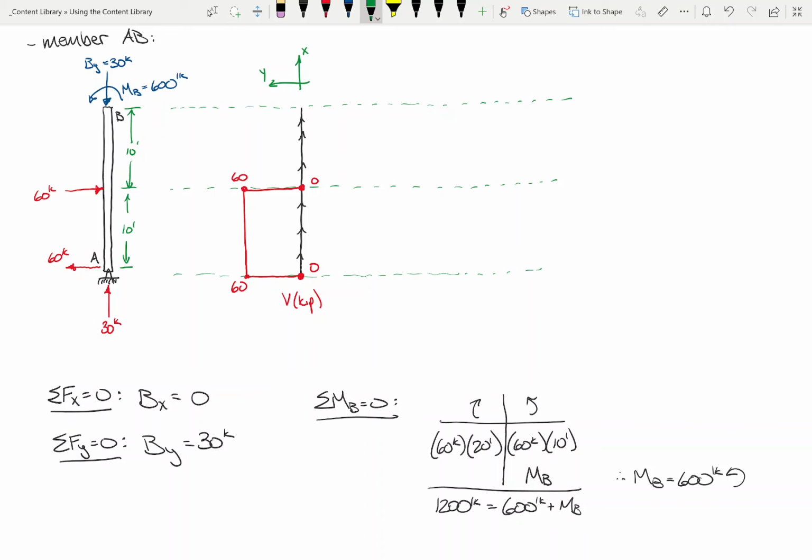Okay, so I'm going to integrate the shear diagram. What's the area under the shear diagram right there? 600. We'll call that positive. So we'll put our moment diagram right there. Foot kips right there. Okay.